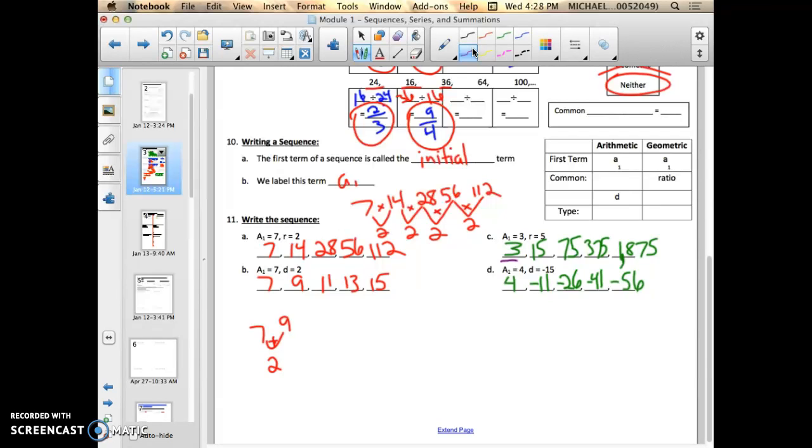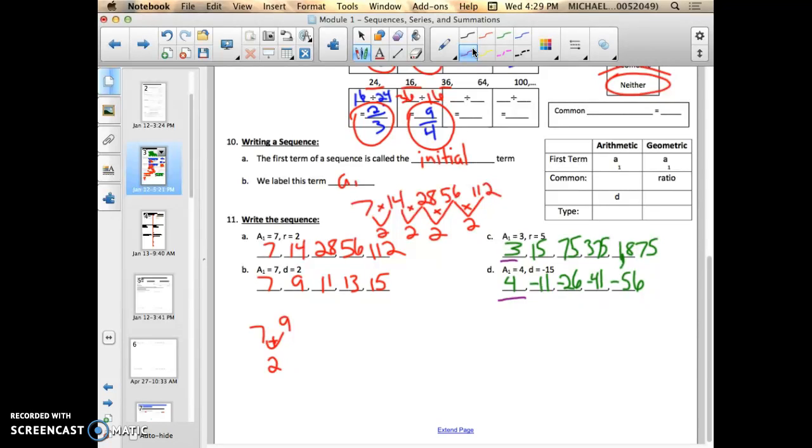And then finally for D, the first term they gave me was 4, so I put that here. But this time they said the difference was negative 15, so I know that it's arithmetic, and I'm adding negative 15 each time. So 4 plus a negative 15 is negative 11. Negative 11 plus a negative 15 is negative 26. Negative 26 plus a negative 15 is negative 41, and negative 41 plus a negative 15 is negative 56. So go ahead and check your answers with mine.